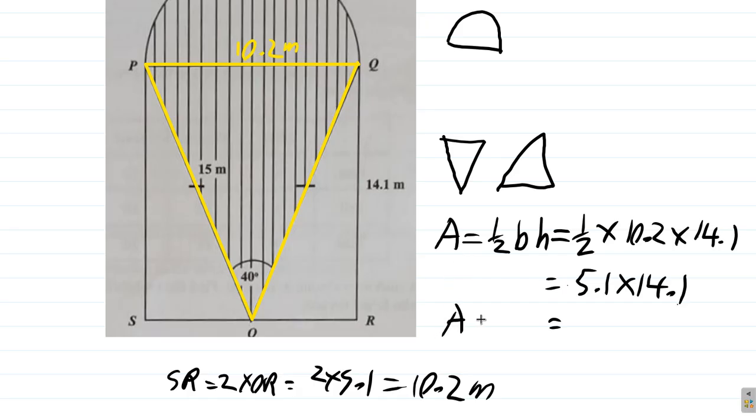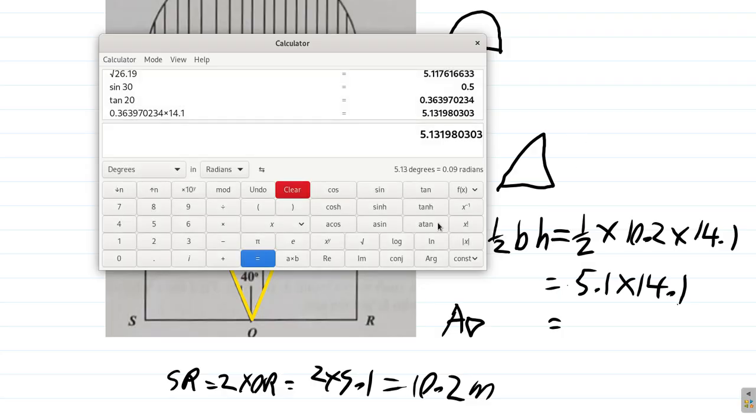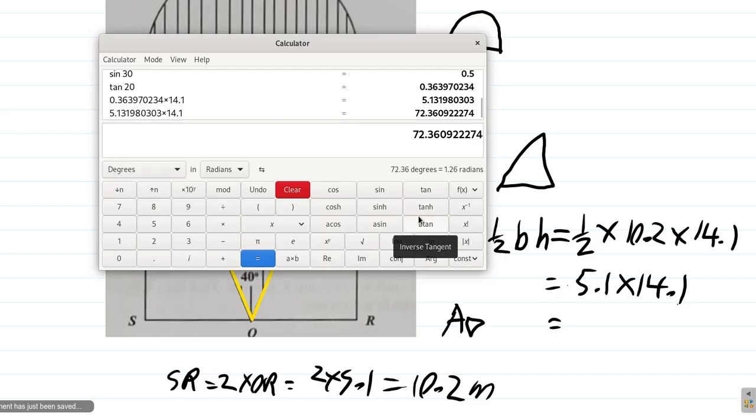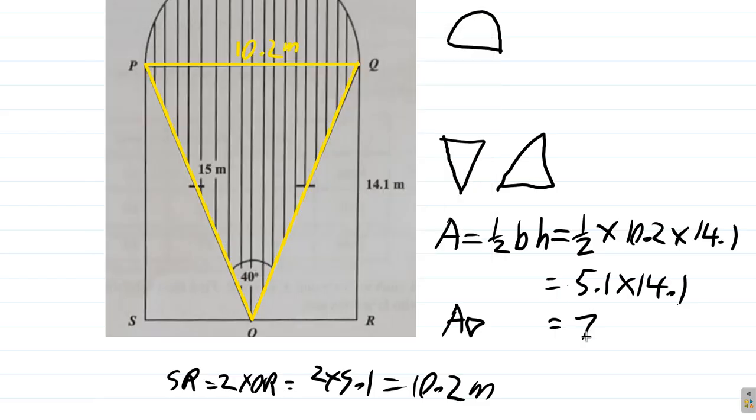I'll just call it A. You must write out the working though, you know, don't bother to draw the triangle there in the exam. 5.1 by 14.1 is what? Let's take this time. 5.1 times 14.1 equals 71.91... 72.36. 72.36 meters squared. Okay, good.